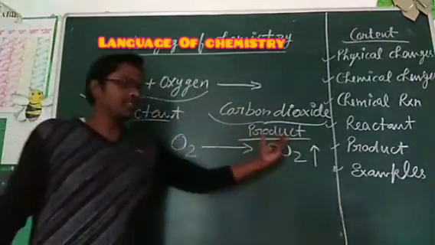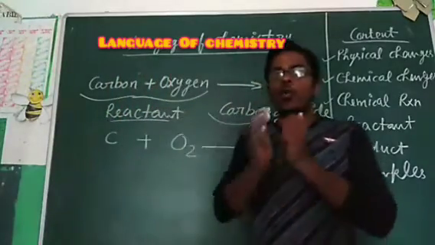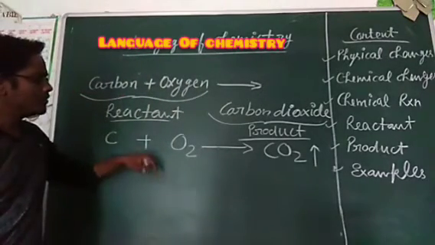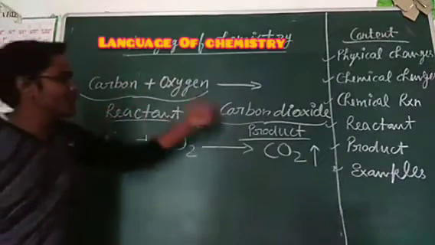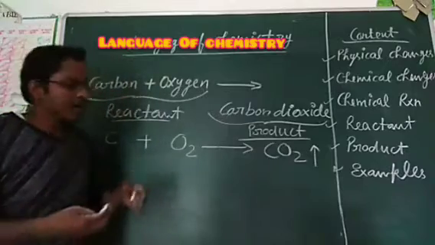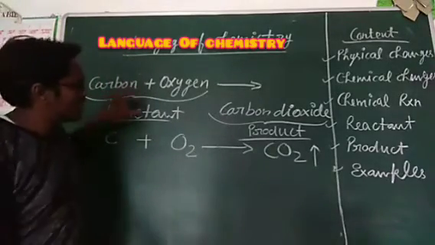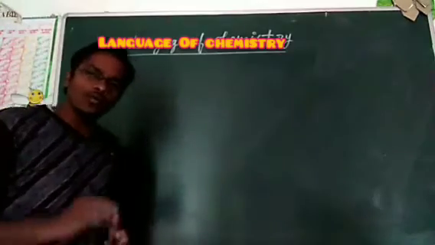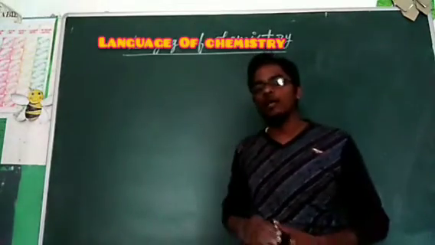One is reactant and this one is product. Now we will see what happens during a chemical reaction. When reactants take part in a chemical reaction and produce product, what processes will occur between these two, reactant to product. So now we will understand what happens during a chemical reaction.